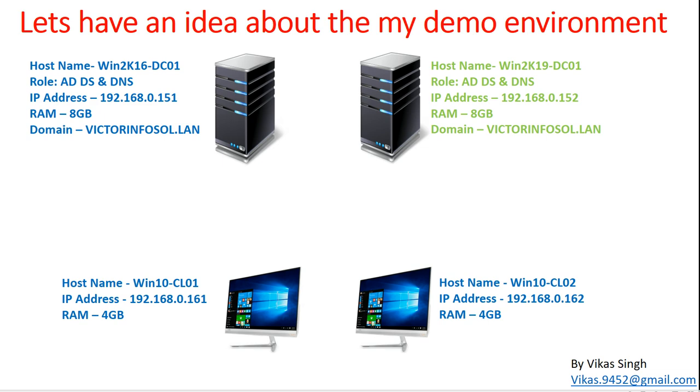So this is my infrastructure which I am going to use in this demo environment. We have 4 machines here: 2 are Windows Server machines and 2 are Windows 10 client machines. The first machine is Win2K16 DC01, which is my Active Directory and DNS server. The IP address is 192.168.0.151 for my primary domain controller, and I have assigned 8 gig of memory to this machine, and my domain name is victorinfosol.lan. So let's verify.